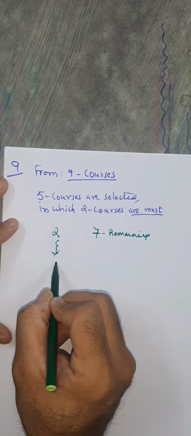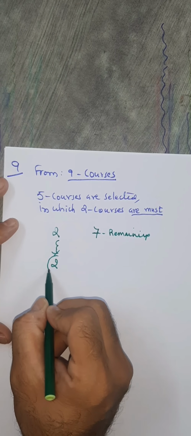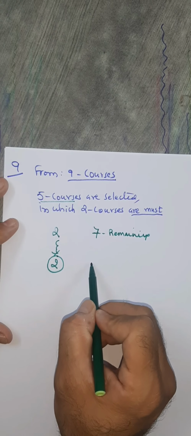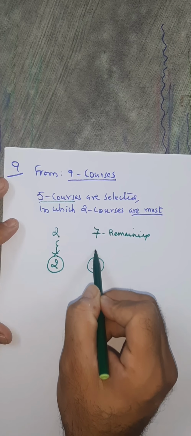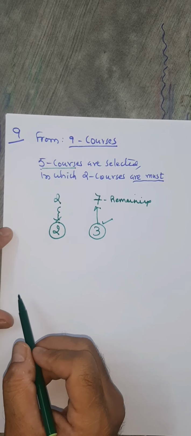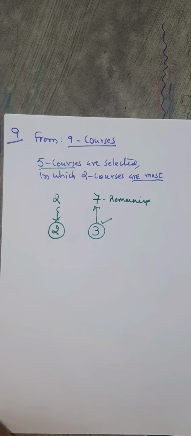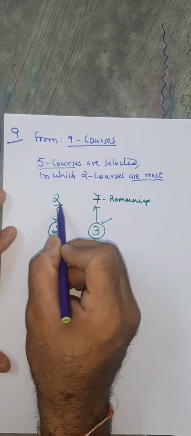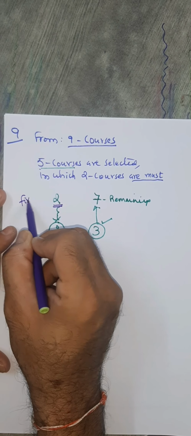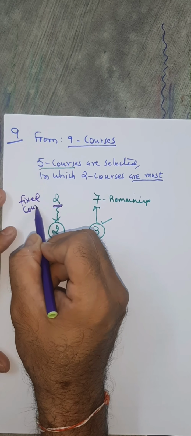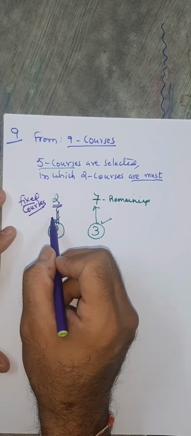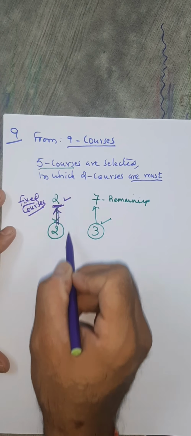These are the remaining courses. These you have to select in every case. This will be there everywhere in each selection. Total how many courses? 5. That means the remaining 3 should come from the remaining 7, remember. Fine. I hope this is clear to you. Now we did such things number of times. These are the 2 specific courses, 2 fixed courses. Everyone has to select these 2 courses. So these 2 courses should be selected.